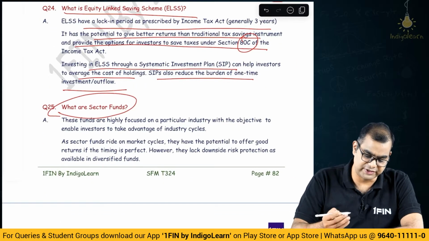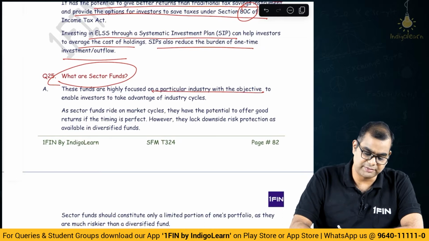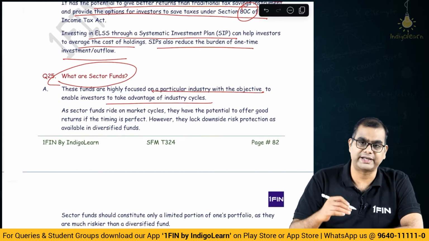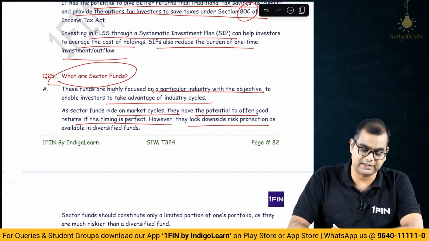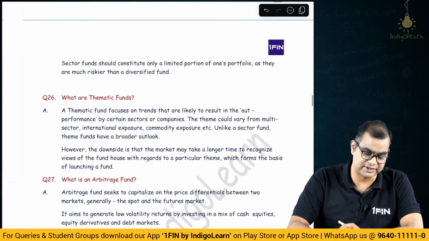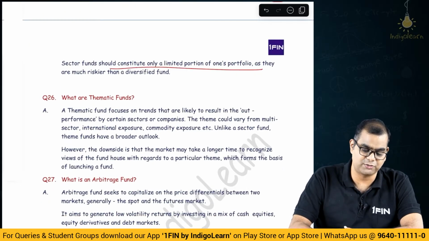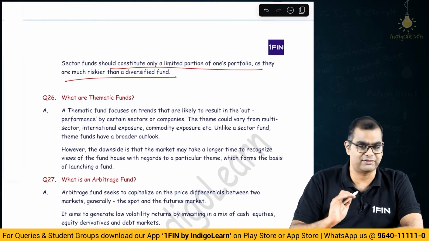Then there are sector funds. We discussed about this. These sector funds focus on a particular industry. They enable them to take advantage of industrial cycles, and they ride on market cycles that have potential to offer good returns if the timing is perfect. However, they lack the downside risk protection available in diversified funds. These should constitute only a limited portion of one's portfolio, as they are much riskier than a diversified fund.